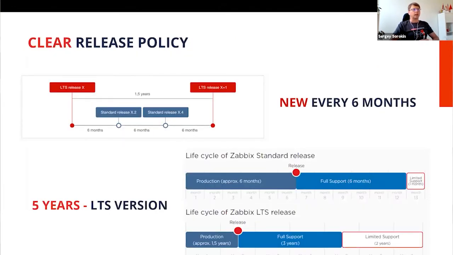What is important, Zabbix has a very clear release policy. A new version of Zabbix is released every 6 months. As you may see from my slides, in May and October every year, we come up with a new version of Zabbix, which provides additional features, options, and improvements in terms of performance. We constantly produce new versions that allow customers to monitor the environment even better.